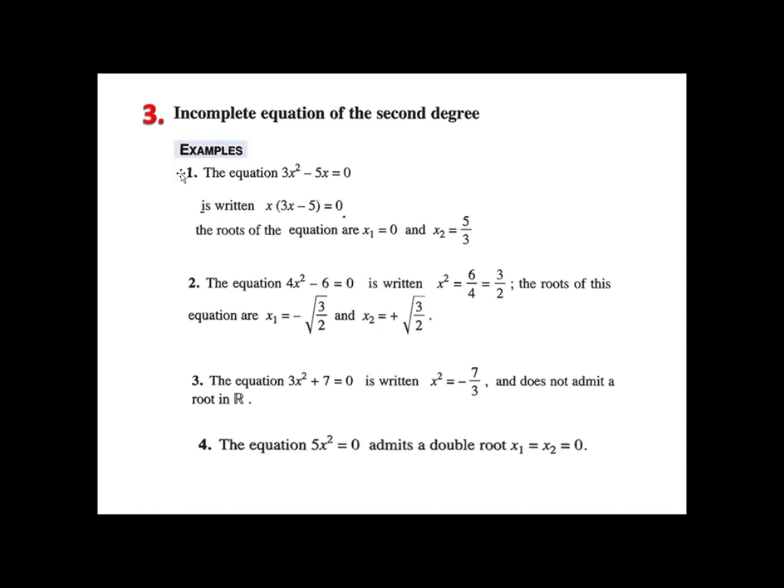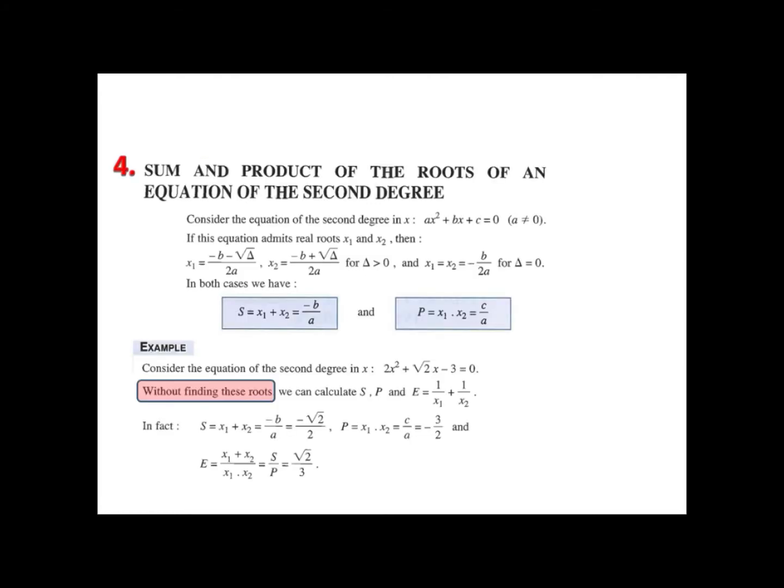If an equation is incomplete, يعني it means إنه c equals 0 as in this example, or b equals 0 as in this example, and we have solved a lot of questions about incomplete equations.